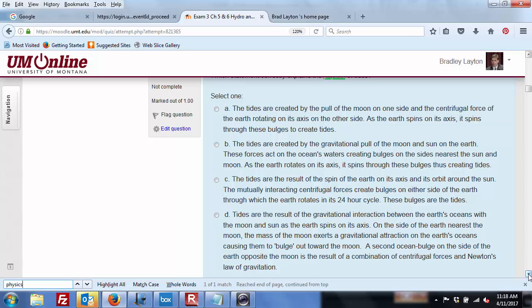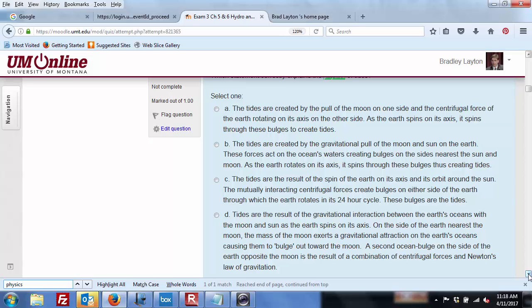The tides are the result of the spin of the Earth on its axis and the orbit around the sun. The mutually interacting centrifugal forces create bulges on either side of the Earth through which the Earth rotates. No, not so much. Then the last one, D, tides are a result of gravitational interaction between the Earth's oceans with the moon and the sun as the Earth spins on its axis.